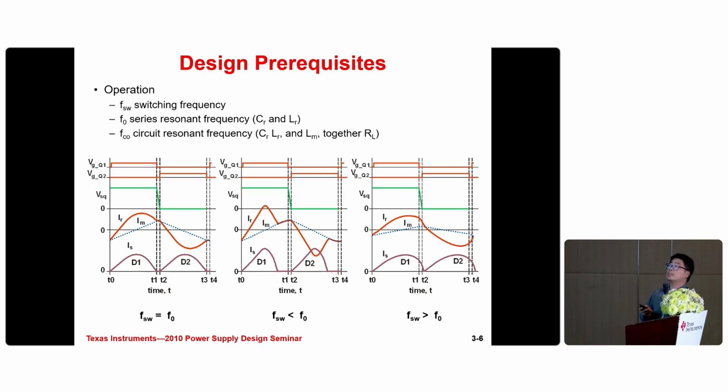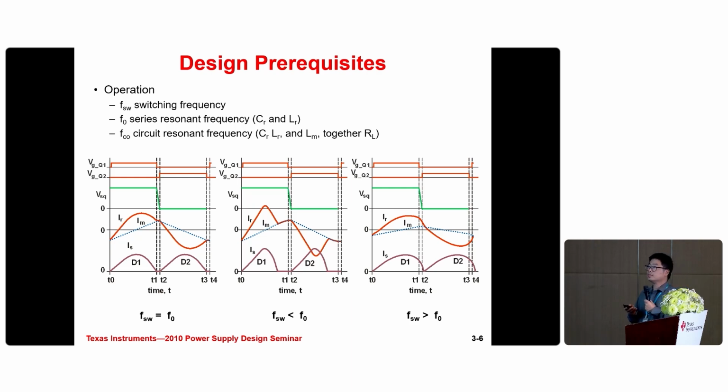And this part is about the operation of the LLC. We can see they have defined three frequencies here: the switching frequency, the series resonant frequency, and the circuit resonant frequency F0. When the switching frequency is around F0, actually a bit larger than F0, the LLC will get the best performance.